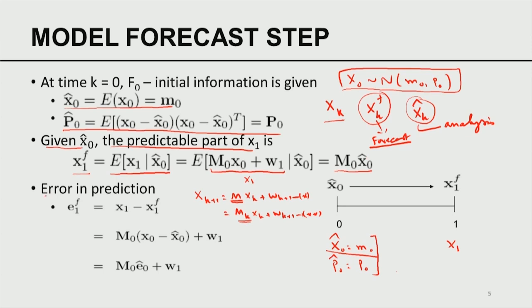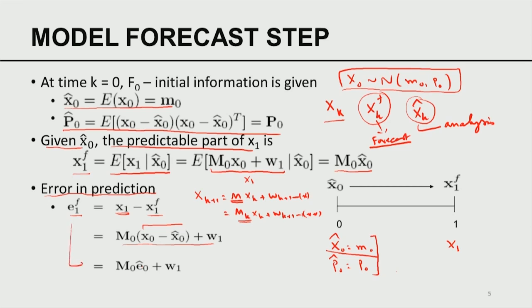So now this prediction is going to have an error. x1 is the actual state, x1f is the predicted state. The difference is called the error in prediction, E1f. Superscript f always refers to forecast or predicted quantities. Hat always refers to analysis quantities. So I am now going to get an expression for E1f. x1 is equal to m0 x0 plus w1, and x1f is equal to m0 x0 hat. If I substitute and simplify, I get this. But by definition, this is equal to E0. So now I get a recurrence relation for the evolution of the forecast error.